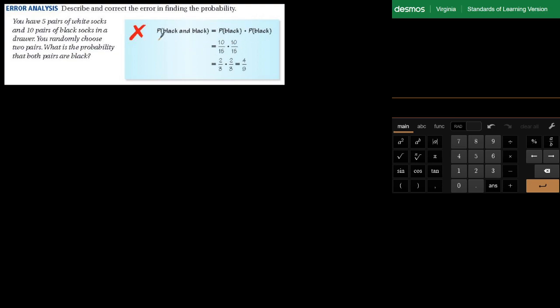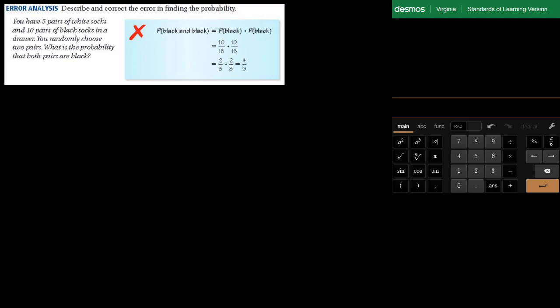So they have the probability of the compound event black and black, so that's 2 pairs of socks both being black. Then it has the probability of finding black times the probability of finding black, which is 10 over 15 times 10 over 15, which they reduced to 2 over 3 times 2 over 3, which is 4 over 9. Again, this is incorrect, so let's see what the mistake is.